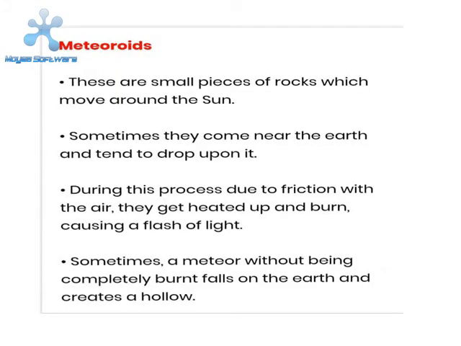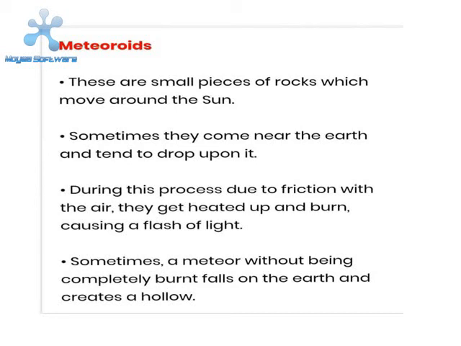Meteoroids are small pieces of rocks which move around the sun. So we can say that meteoroids are small pieces of rocks and they move around the sun. Second point, sometimes they come near the earth and tend to drop on it. This means that sometimes meteoroids come very near to the earth and may drop on it.